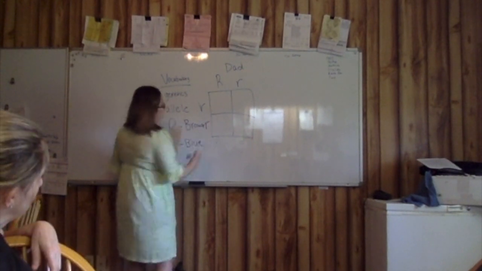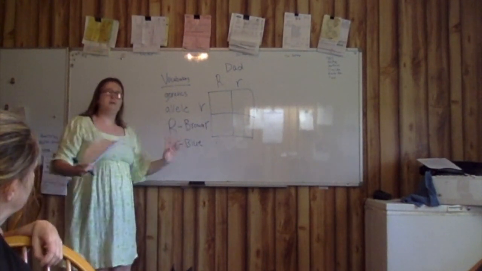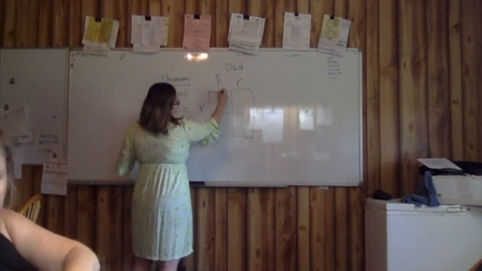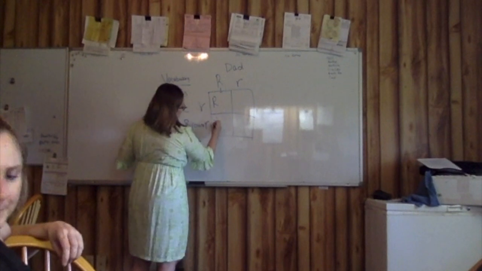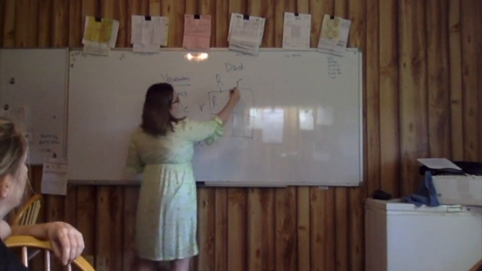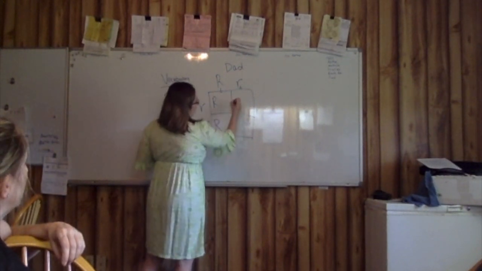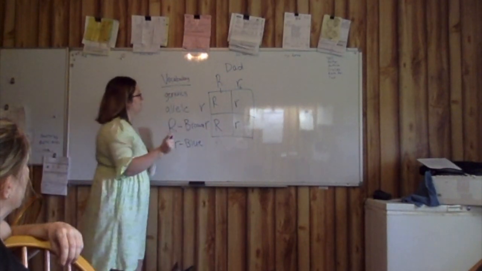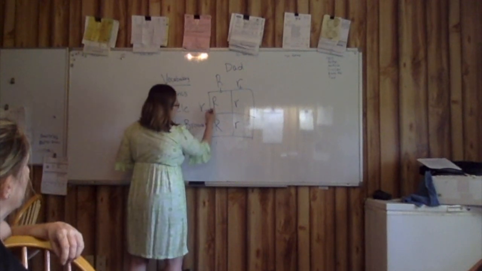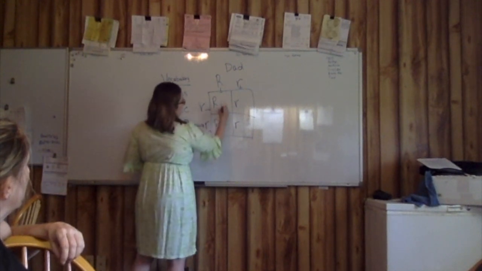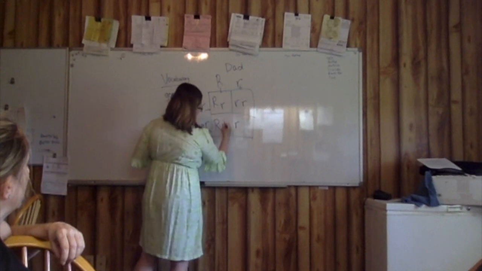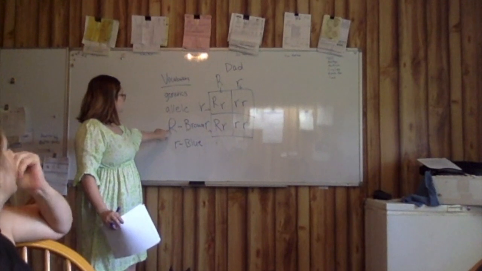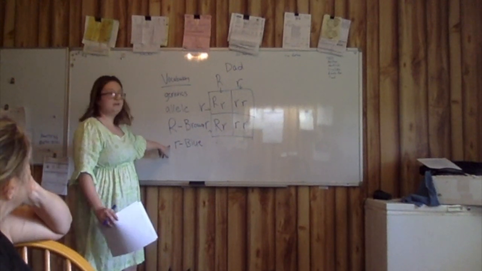little r's. Okay, so when you do your Punnett square, you bring down the letter from the top to each box. So we'll have an R and an R. We'll come over here and bring this one down. We have little r, little r. Then you bring these across. Little r, little r, little r, little r. Okay, so brown is dominant and blue is recessive.